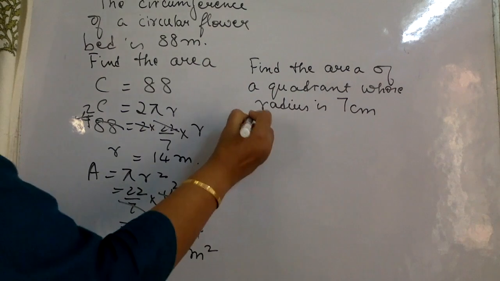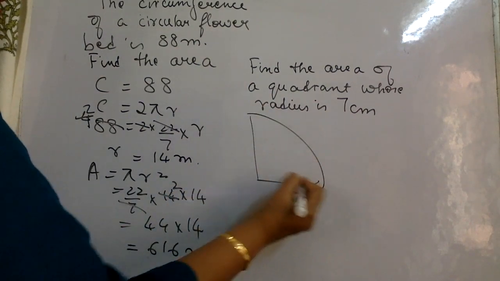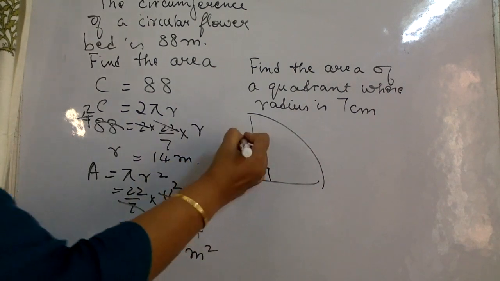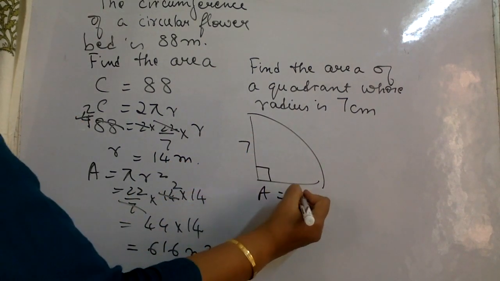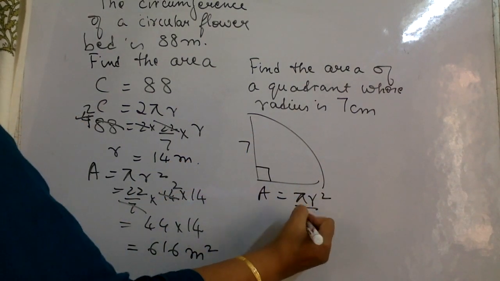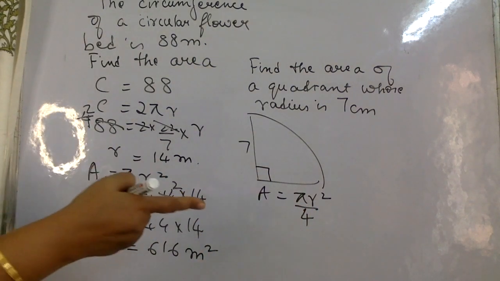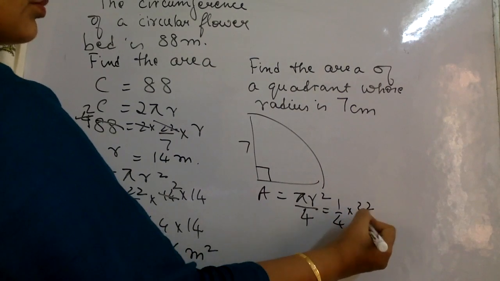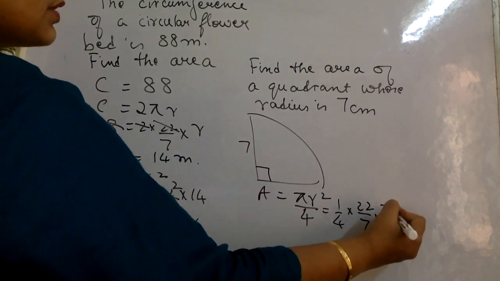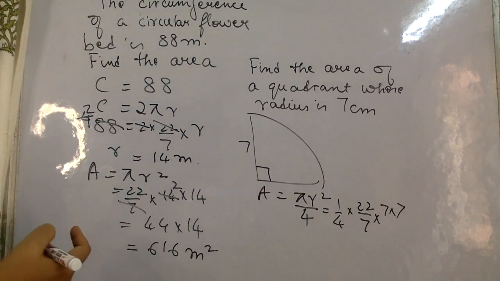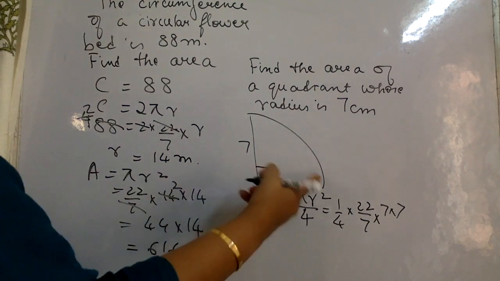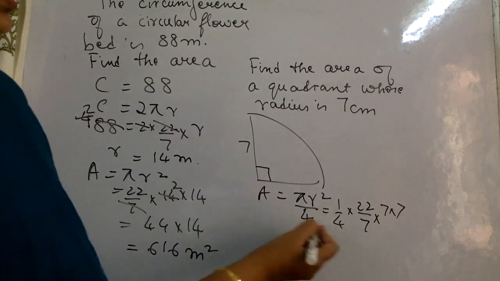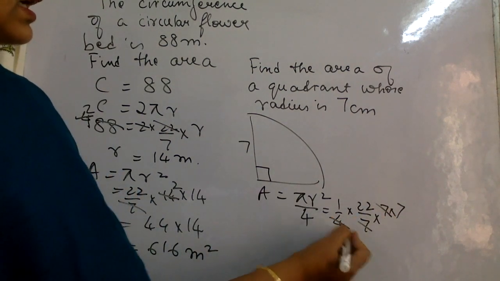Now here remember, a quadrant is just 1/4 of a circle. Now the radius is 7. So area is equal to pi r square by 4, because it is 1/4 of pi r square, right? That is 1/4 into 22 by 7 into 7 into 7, because the radius is 7. So 1/4 of the area of the circle whose radius is 7 is equal to the area of the quadrant. Cancel this and here.